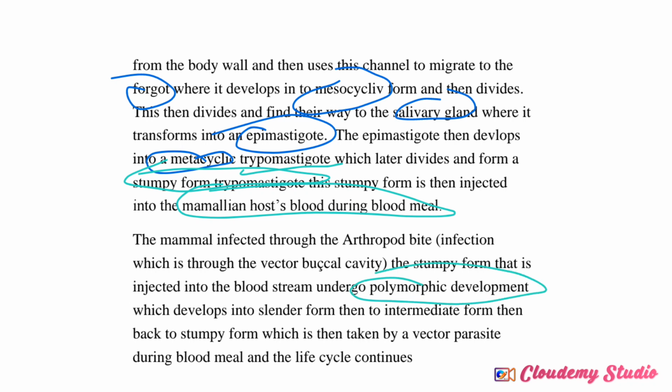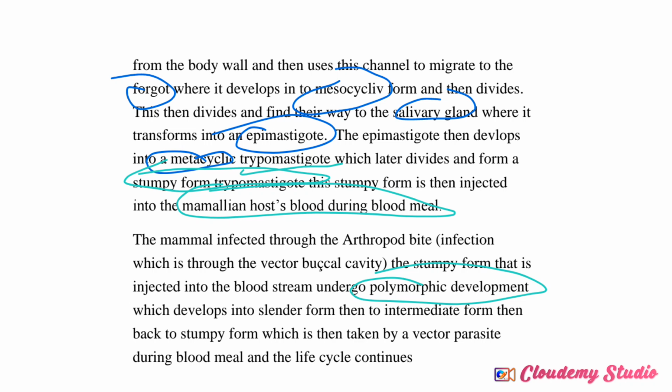It undergoes what? Polymorphic development. And what is polymorphic development? From slender form to intermediate form. From intermediate form, it then develops into a stumpy form. Are you getting me now? Then from that stumpy form, another vector comes, takes the stumpy form, and the life cycle continues like that.